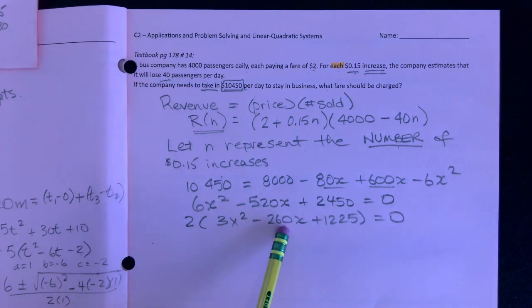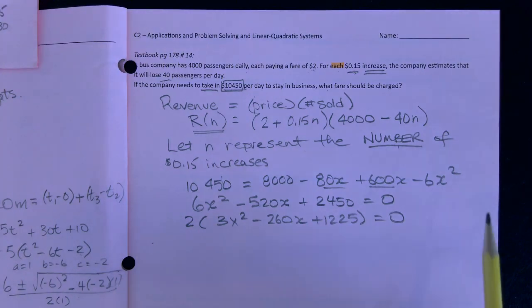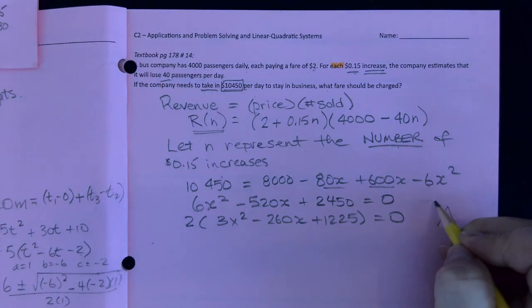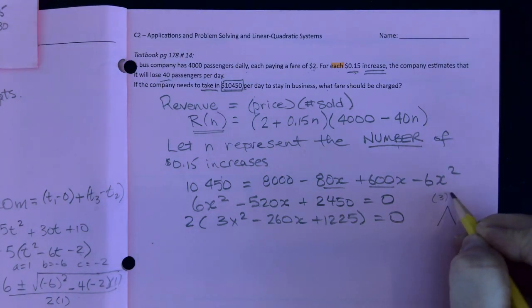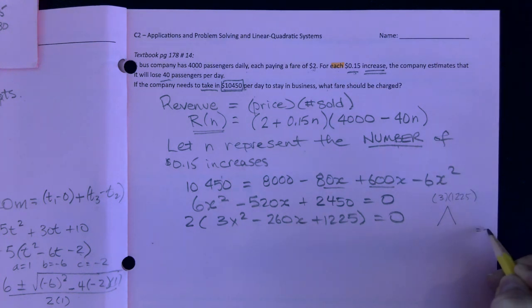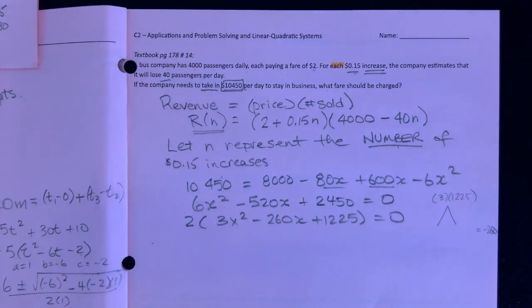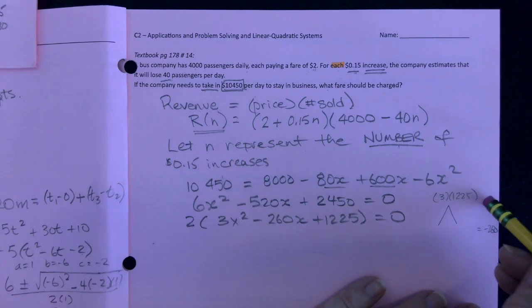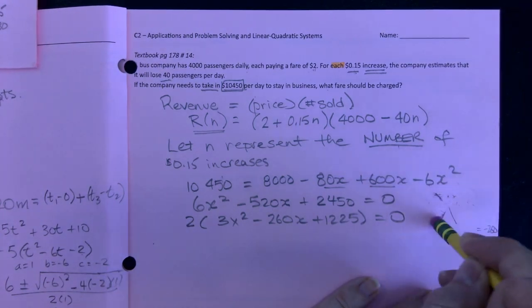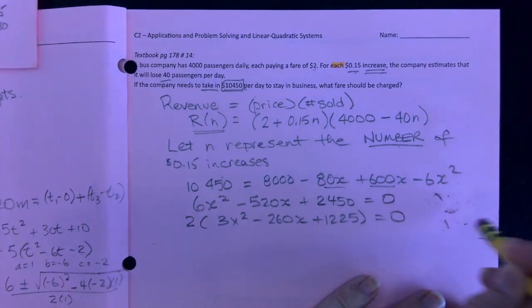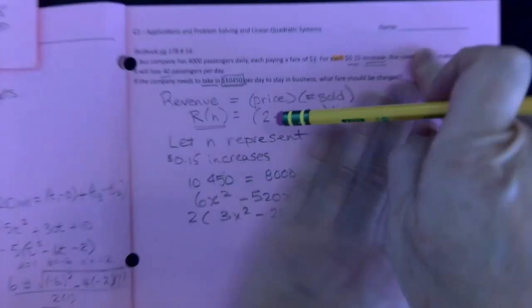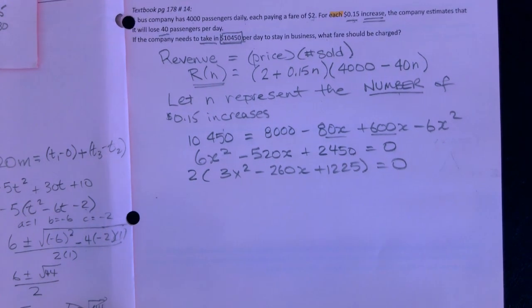And I know 3 doesn't go into that, so I can't get any more out of there. Okay, do I really want to look for a number that multiplies to 3 times 1,225 and adds to negative 260? I do not. I don't know about you, but that doesn't sound like something I want to do. So whether it's factorable or not, I think I'm still going to go for quadratic formula because the numbers are just too big. You can do that.